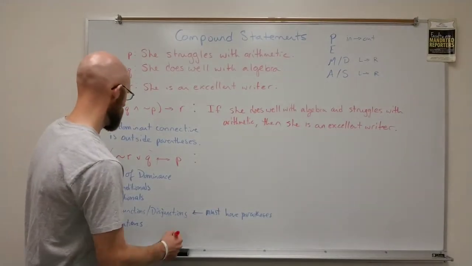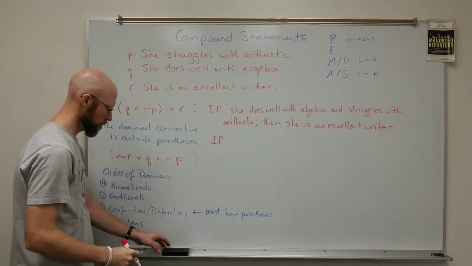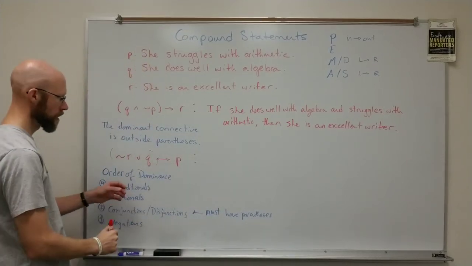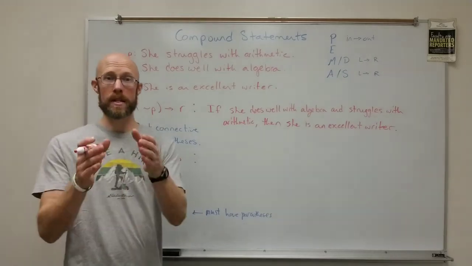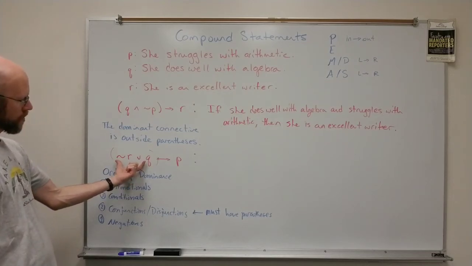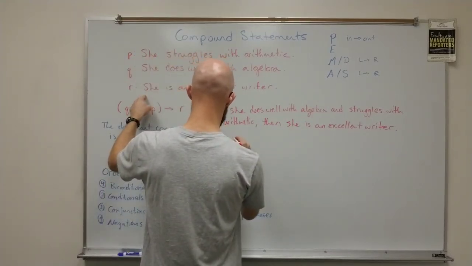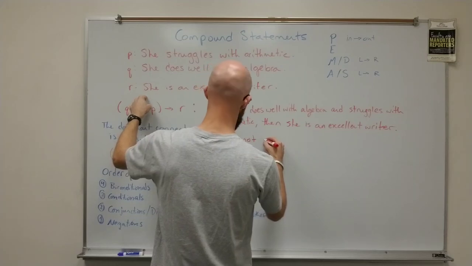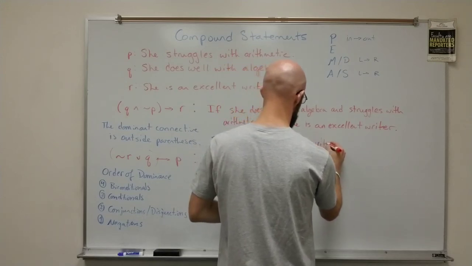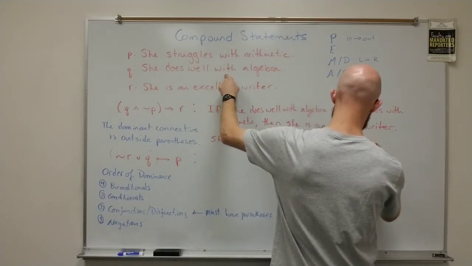All right, so I would say if. Oh no, I'm sorry, I don't want if. If is a conditional, I want this to be a biconditional. So I would say in the middle somewhere I'm going to have the phrase if and only if. Before that I'm going to write out this disjunction. I would say not R. So she is not an excellent writer, or she does well with algebra.